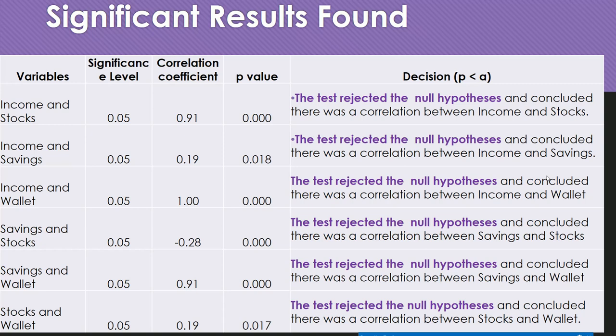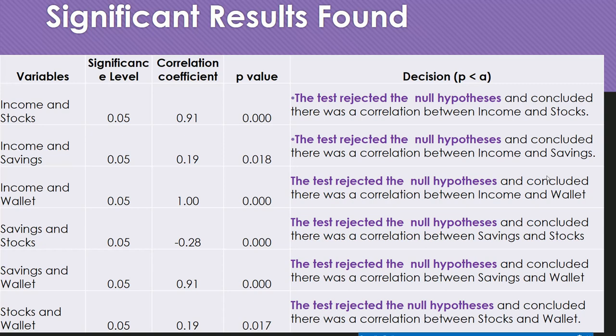This slide shows significant results which were found. We have 5 columns. The first one shows sets of variables. The second column shows the alpha. The third column shows correlation coefficient, which is R. The fourth column shows the calculated p-values, and the fifth column shows the decision.